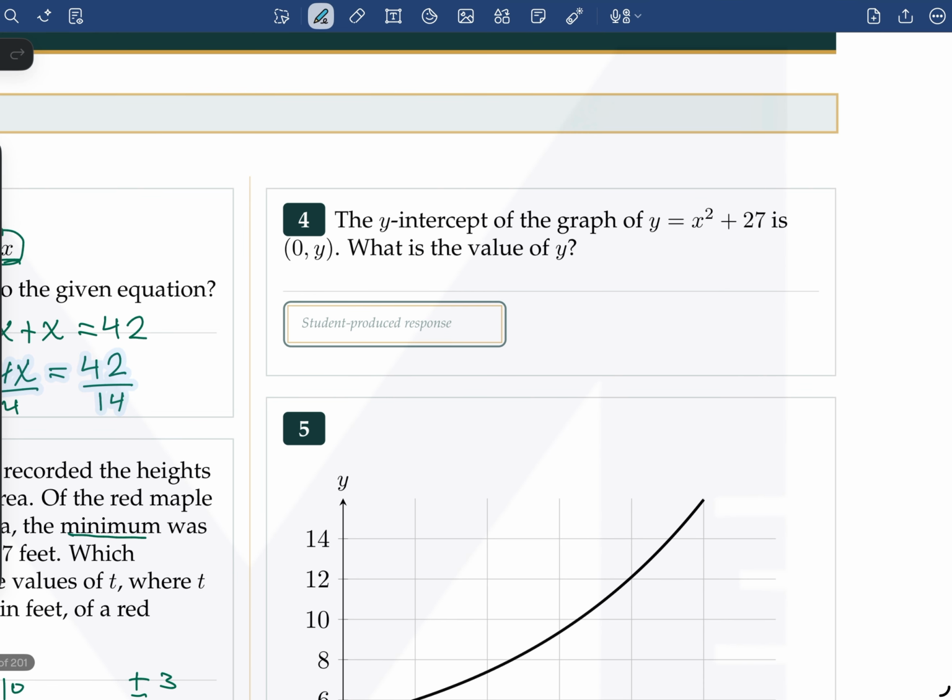Question number 4. The y-intercept of the graph of y equals x squared plus 27 is 0 comma y. What is the value of y? So here y-intercept means that the value of x is always equal to 0. So when we need to calculate the y-intercept, we always replace x by 0. And it's already given here, as you can see. So we can say y is equal to 0 squared instead of x squared, plus 27. And 0 squared is 0. 0 plus 27 is equal to 27. So this is our answer.